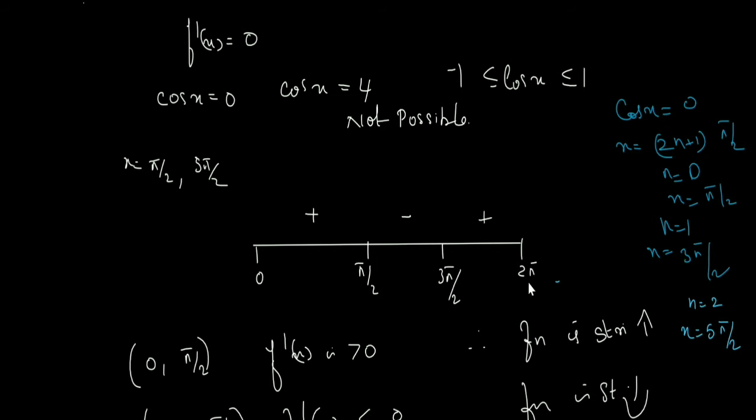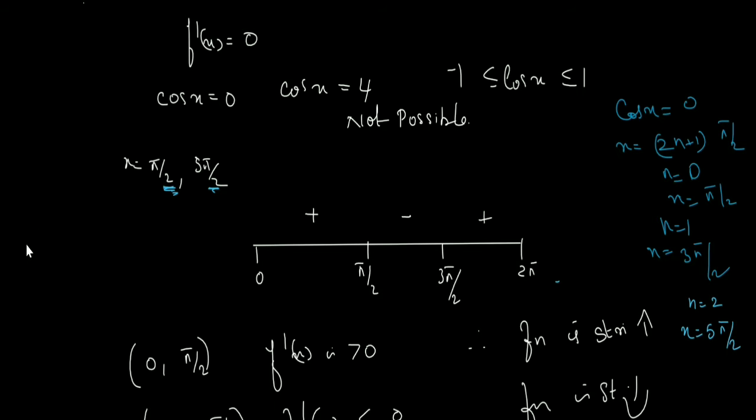So in this interval 0 to 2 pi, we divide this into 1, 2, 3 parts. The critical points are pi by 2 and 3 pi by 2. So write the critical points pi by 2 and 3 pi by 2. Cos x is positive in the interval.